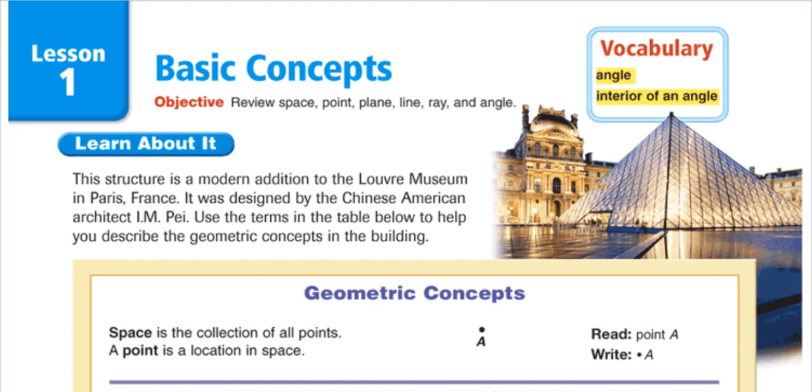Okay, let's take a look at the basic geometry unit 1 or lesson 1, basic concepts. The objective, which we know is the learning aim or learning target, is review space, point, plane, line, ray, and angle. Let's take a look at this one.